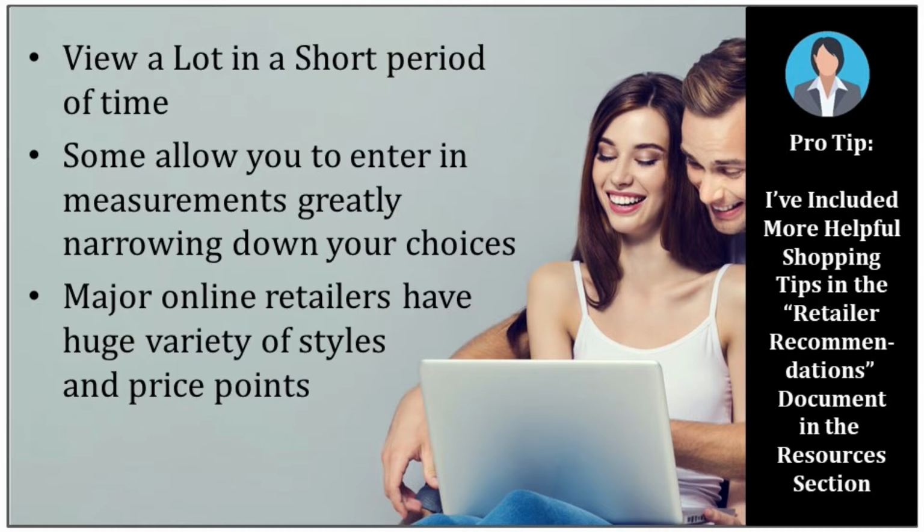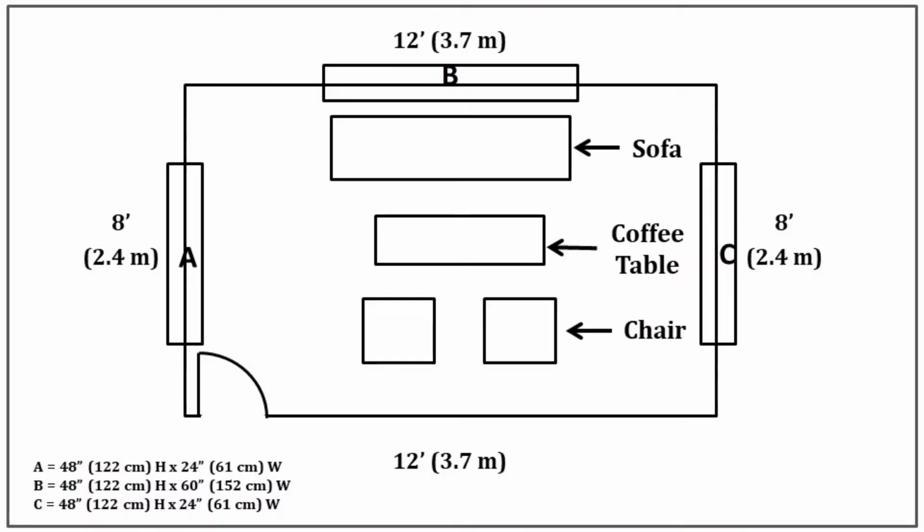Places like Wayfair.com, Overstock.com, or Hayneedle.com are great because of the huge variety of styles and price points that they have for nearly any type of furniture pieces that you may be shopping for. Once you find a piece of furniture that you like, just make sure that the dimensions are similar to the dimensions that you've drawn in on your floor plan.